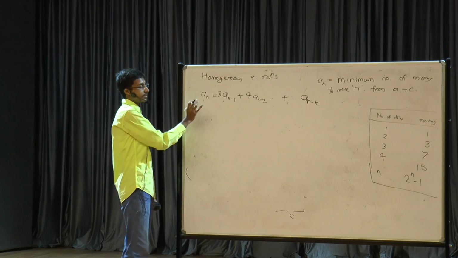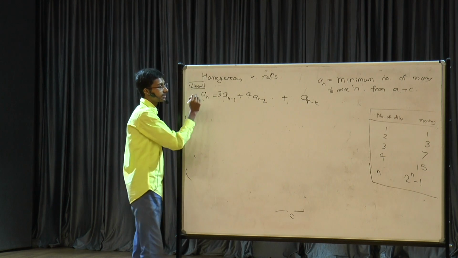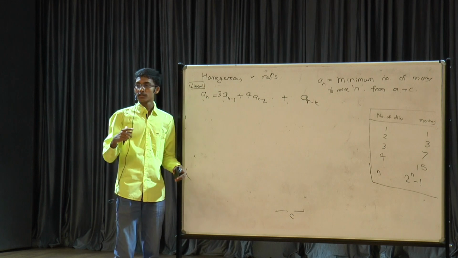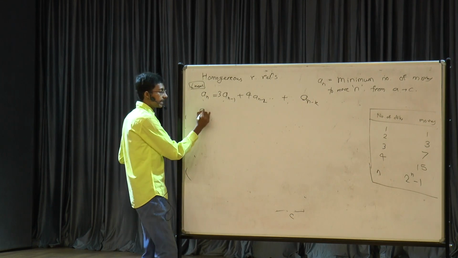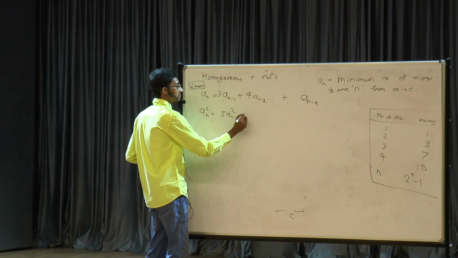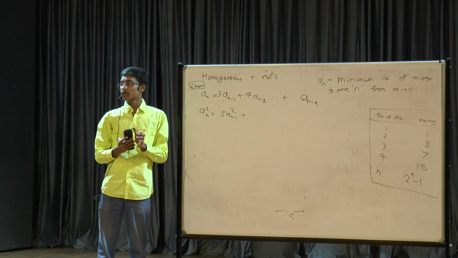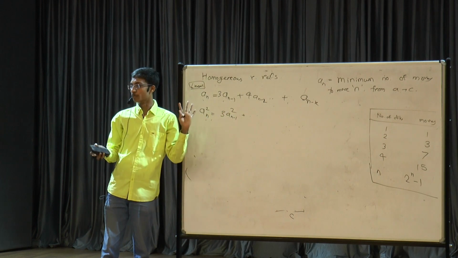So this is a linear homogeneous recurrence relation. So linear in general means everything has power 1. So quadratic has power 2. So if I had squared these, something like this, then it would be a quadratic homogeneous recurrence relation. What homogeneous means is everything should be of the same form.